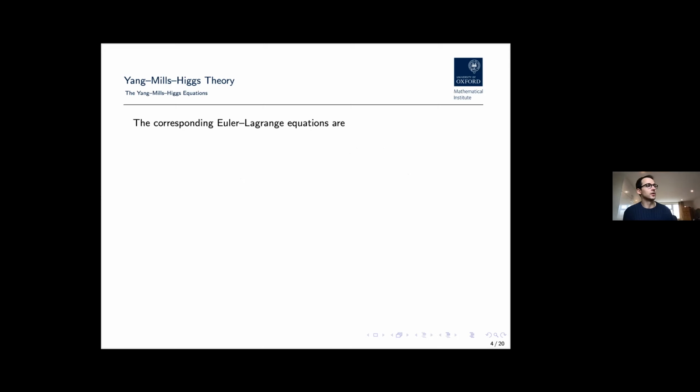The corresponding Euler-Lagrange equations are the following two systems of equations. The one on the left-hand side is the Yang-Mills equation, the gauge covariant Maxwell equation. It becomes Maxwell if your gauge group is U(1). And the one on the right-hand side is a nonlinear wave equation for the Higgs field phi.